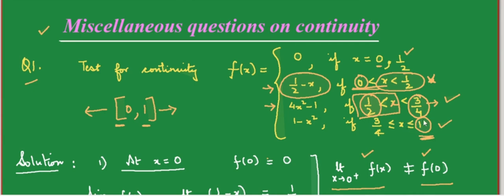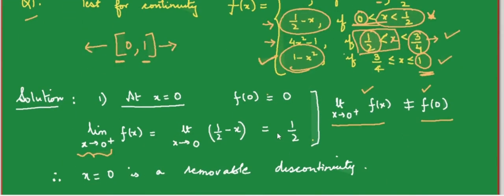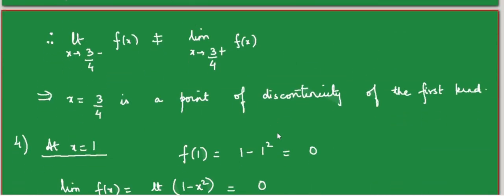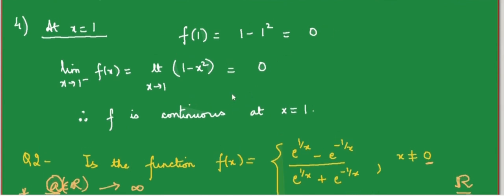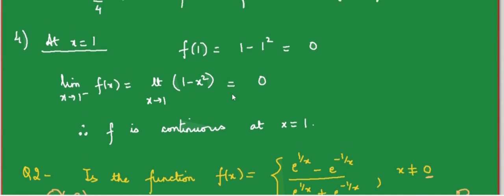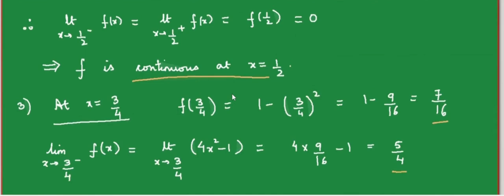But surprisingly, x equal to 1 and x less than 1 are both covered in one go in the last segment only, so there's no change for f of 1 and the left hand limit of f at 1. Both of them happen to be equal to 0, and hence f is continuous at x equal to 1. So this is how we test continuity of branched functions.